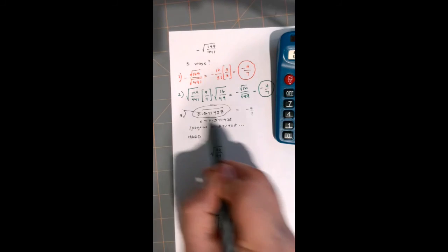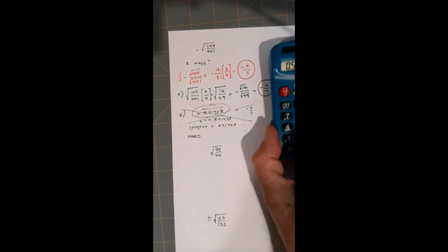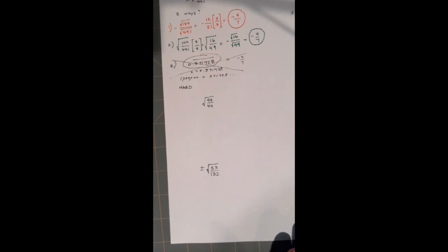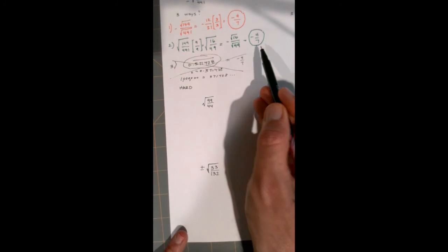So I would say this is the worst way to do it, okay? I'm going to try and do these without a calculator if I can, except for the last one. I'll show you a little trick on that. All right, so then we have these hard problems. But if you remember method 2 here, that's all it is.